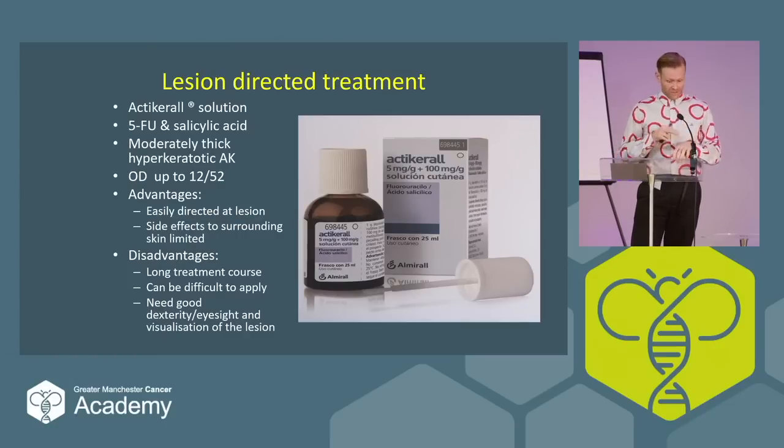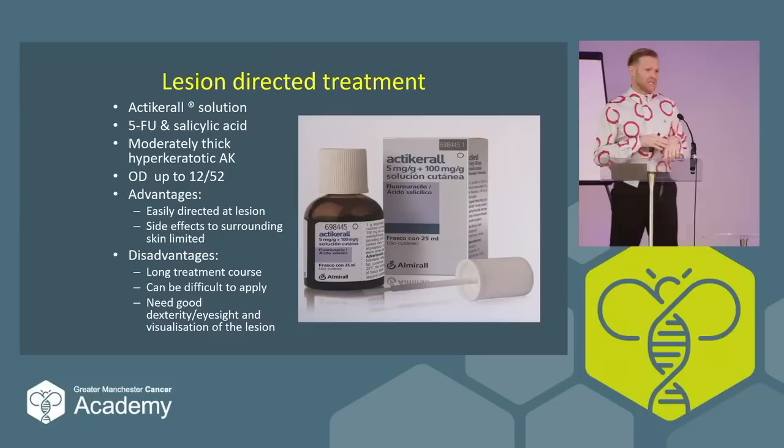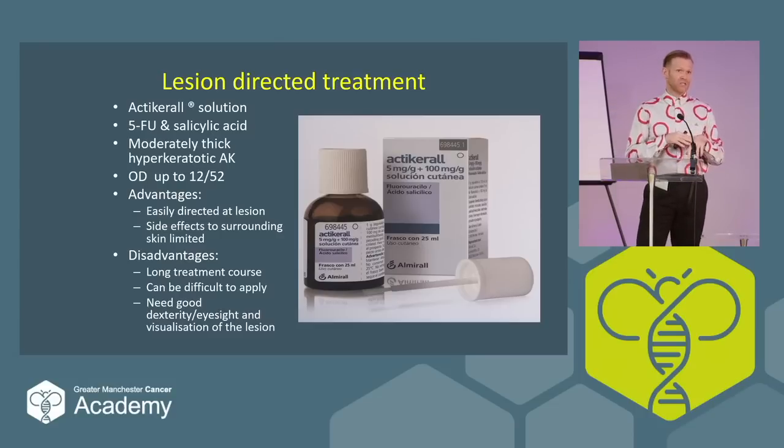So if you've got somebody with a single lesion and it's particularly thickened, there is this option that I mentioned of Actinic. So that's a combination of 5-FU and salicylic acid for its anti-hyperkeratotic effects, I suppose. The good thing about this is you can literally put it on one lesion. So if you had a grade 2 lesion, perhaps on the dorsal aspect of the hand, then you can put it on that lesion. And it's once a day for up to 12 weeks.